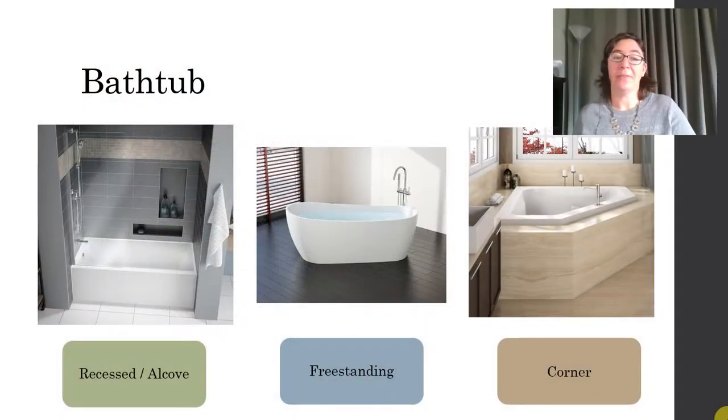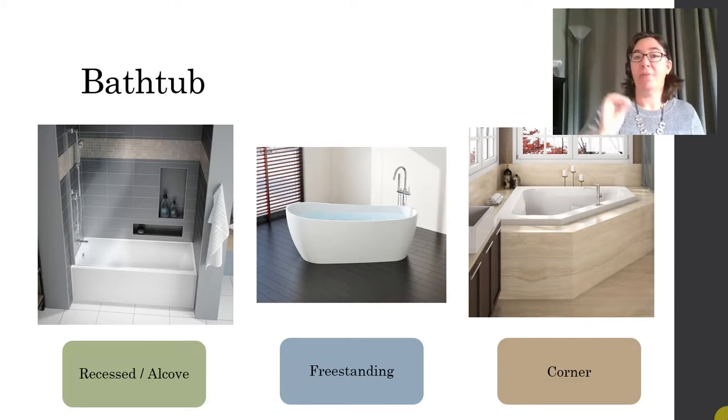Let's move on to talk about bathtubs. There's a couple of major types of bathtubs, and one of the most common is here on the left. It's called a recessed, or more commonly called an alcove bathtub, and that's one that's enclosed on three sides. A freestanding bathtub is exactly that. It is its own unit, freestanding of any walls. And here's a corner bathtub, one that is enclosed on two sides.